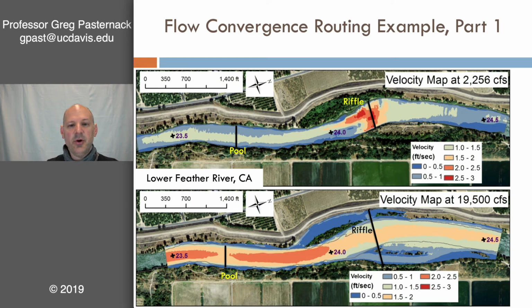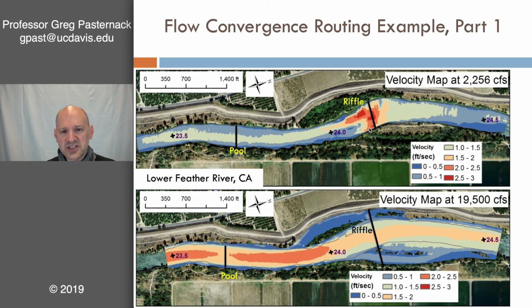Let me show you an example of actual morphodynamics with flow convergence routing on a river. This is unpublished data from a project I did as a consultant on the lower Feather River. I made hydraulic models of the river at a base flow condition, relatively low discharge, and then at a flood flow. The main difference you can see is at a high flow, there are these peripheral channels that become activated. So at low flow, we have these very high velocities of 2.5 to 3 feet per second, so about 0.75 to 1 meter per second.